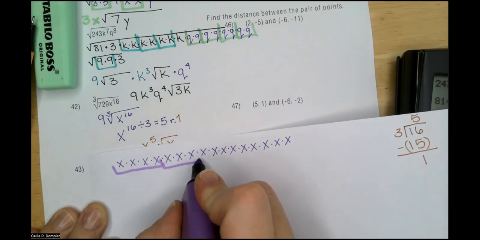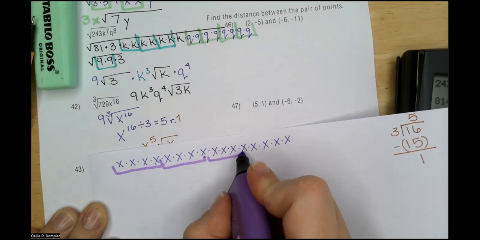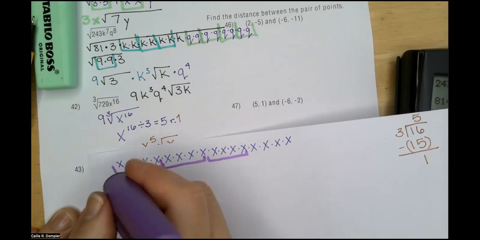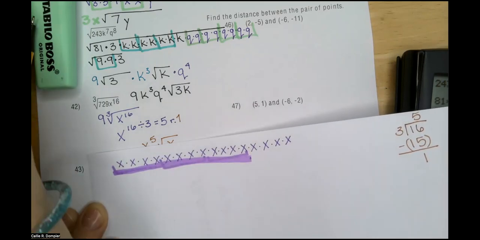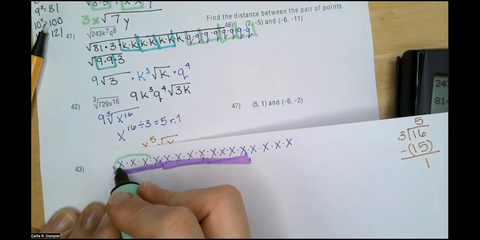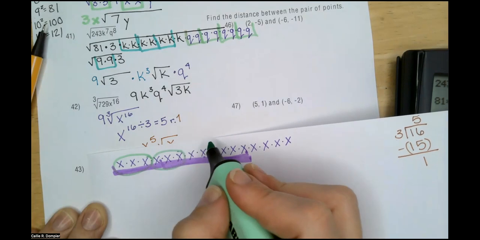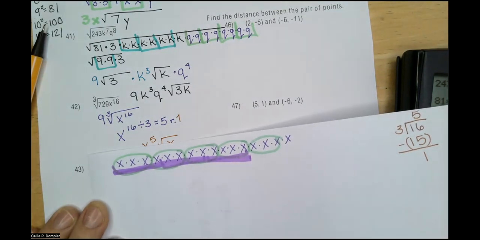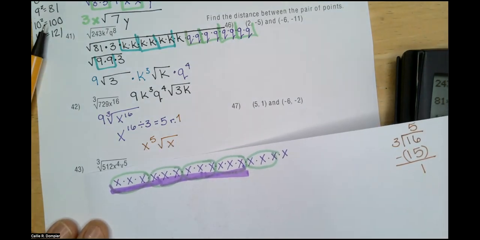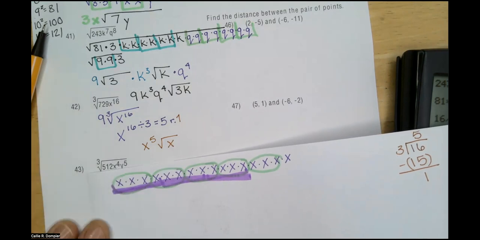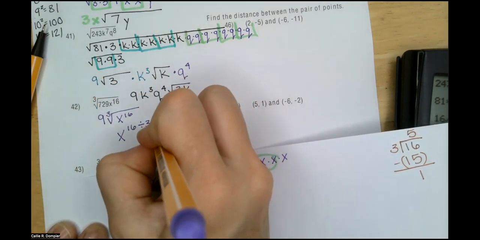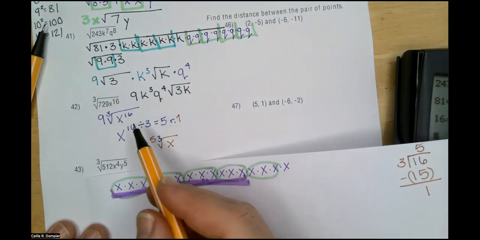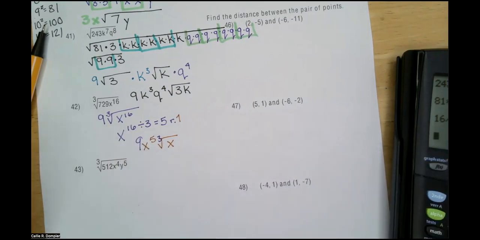1, 2, 3. Oh, I put them in groups of 4. Ignore that. Put them in groups of 3. 1, 2. And again, you see you have 5 groups, so the x to the 5th comes out, and then you have 1 left over, so that 1 just stays. And remember, we had that 9. So 9 x to the 5th, cube root of x. I often forget to add the cube root, even though I'm treating it like a cube root, I forget to add it at the end, so don't do that either.